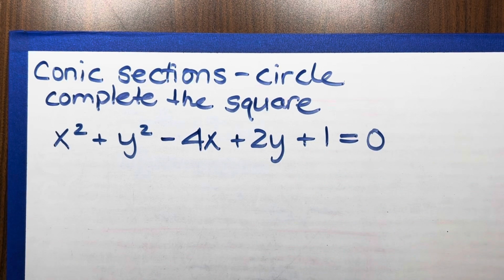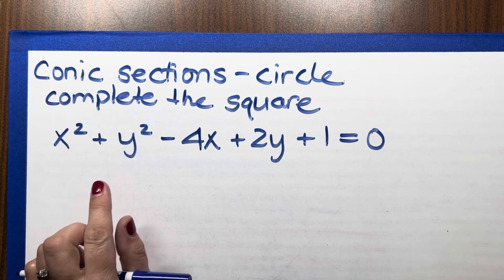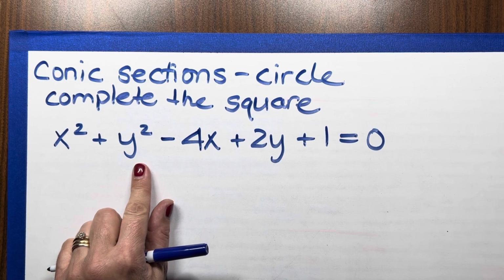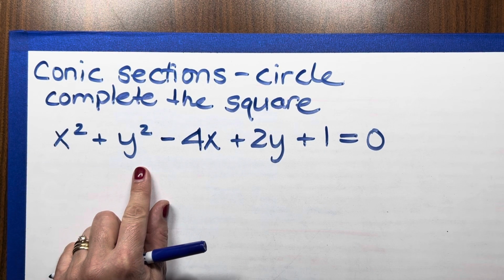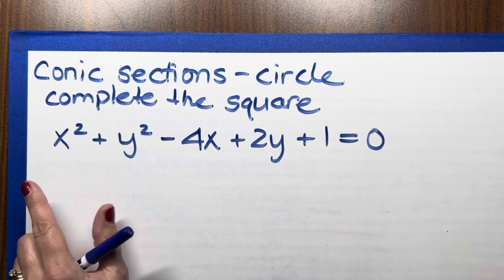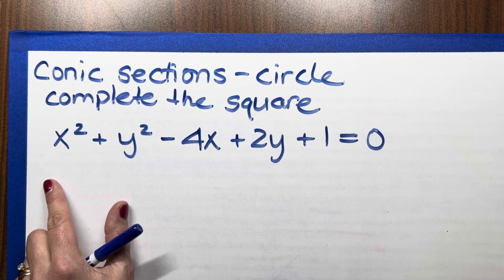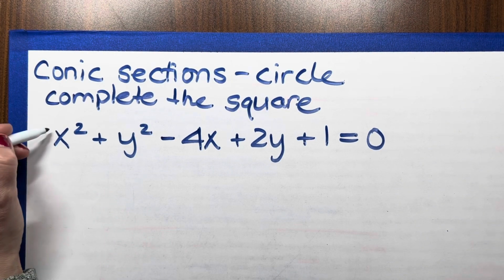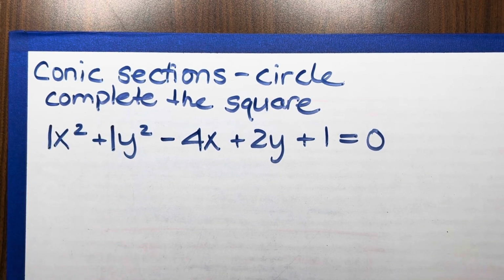x squared plus y squared minus 4x plus 2y plus 1 equals 0. And you may be wondering, how in the world do I know that this is an equation for a circle? There are two things that I would look for. The first thing is, in a circle, both the x and the y should have a squared term in your equation. And for the x squared and y squared, the coefficients should be the same. In this case, they're both 1, which is very easy.